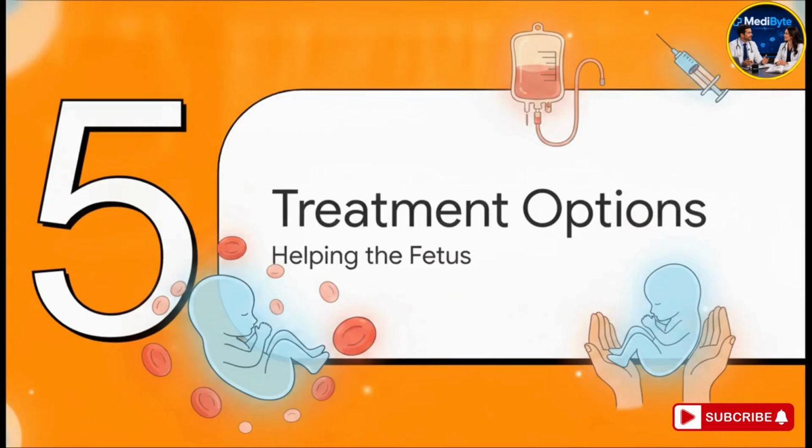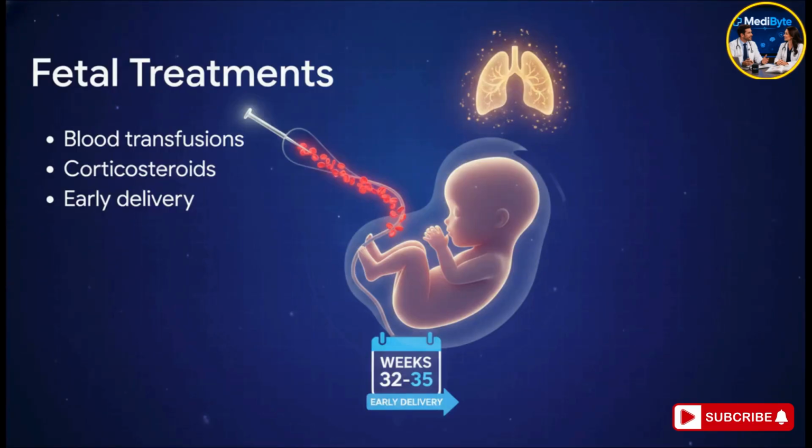Section 5. Treatment options and how we help the fetus. So if the baby is in trouble, specialists at high-risk pregnancy centers step in with some truly remarkable interventions. The primary treatment? Fetal blood transfusions. Doctors can literally deliver a blood transfusion to the fetus while it's still in the womb, usually using a needle inserted directly into the umbilical cord vein.